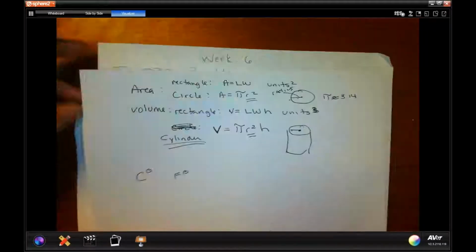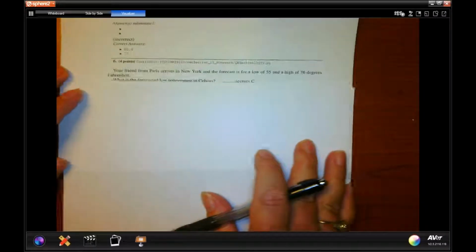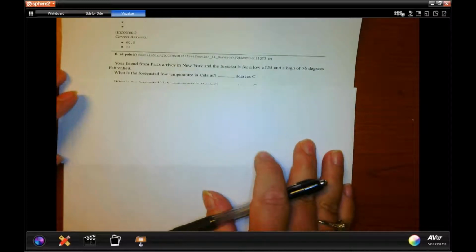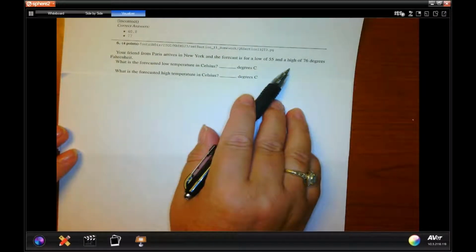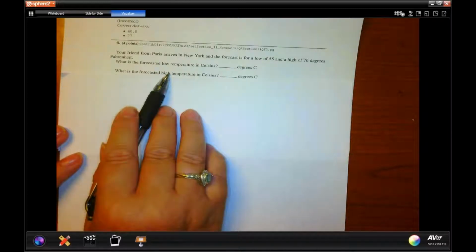Okay. Okay, so I would say those are some of the easiest questions in the section. So we'll start out with one of those. A friend arrives from Paris. The forecast is a low of 55 and a high of 76 degrees Fahrenheit. What is the forecast in Celsius?